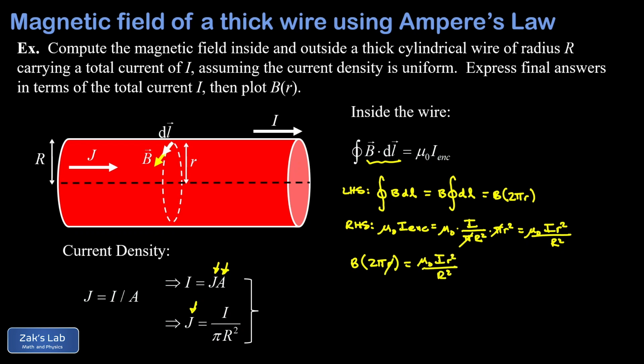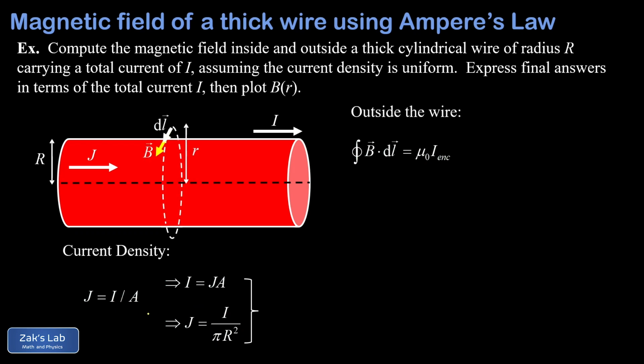One of those little r's is going to cancel, and we find that the magnetic field within the cylindrical wire itself, and we're going to call that B in, is equal to mu naught I times little r divided by 2 pi times big R squared. So note that this magnetic field is growing linearly with the distance from the symmetry axis. I have proportionality to little r in this expression. So the farther we get from the center, the bigger the magnetic field gets, as long as we're still inside the material in the wire itself.